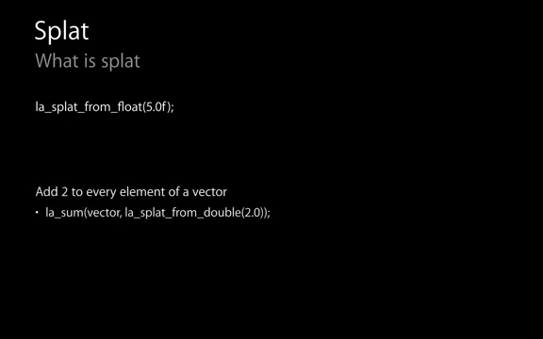The next piece is a splat. A splat is a way to work with scalar values with vectors and matrices. So let's say you want to add 2 to every element of a vector. The way that you're going to do this is you're going to call LA sum with your vector object, and then you're going to splat the scalar value 2. So it's really easy to do certain operations now with scalars on matrices and vectors.